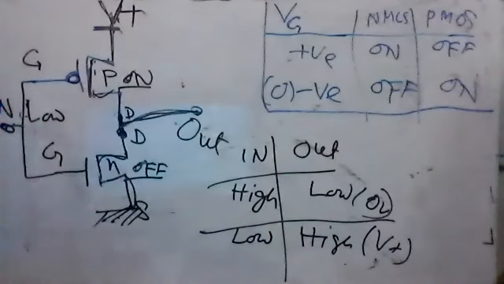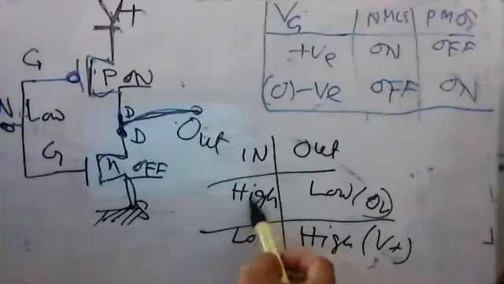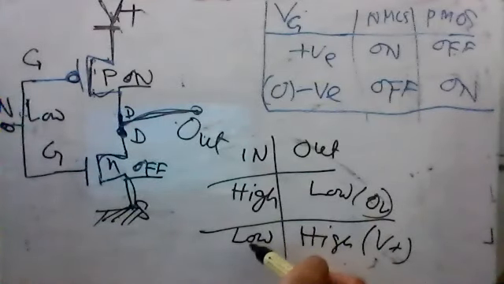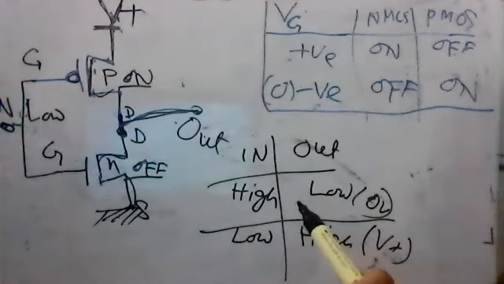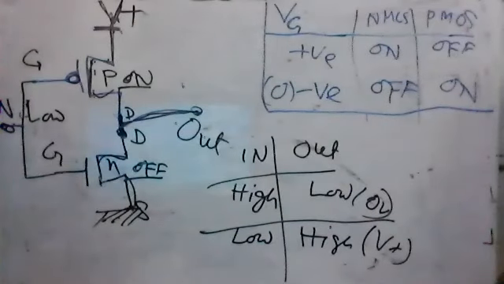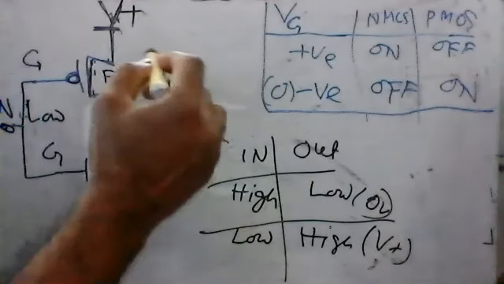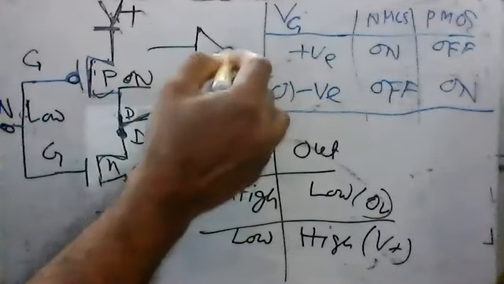And what about the voltage? So now if you look at the truth table: input high, output low; input low, output high. Right? So what does it mean? What is this gate then? Not gate. Not gate, yes. So we got a not gate.